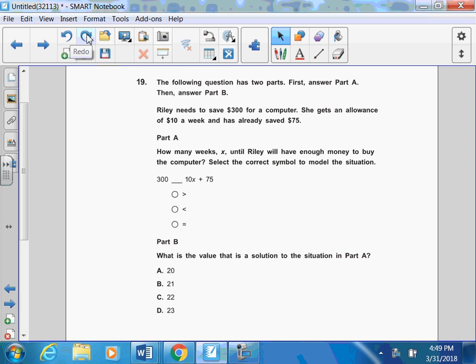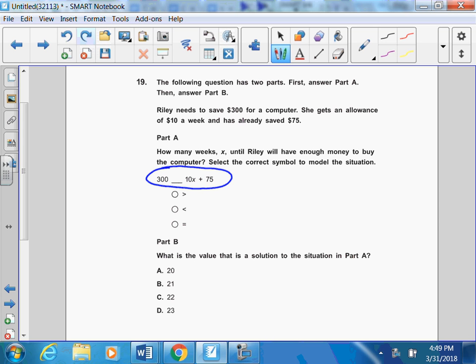Okay, we need to save $300, and we get an allowance of $10 a week, and we already have $75. So we sort of have it set up for us already. 75 is what you start with. That's your y-intercept. What you get per week is your slope.